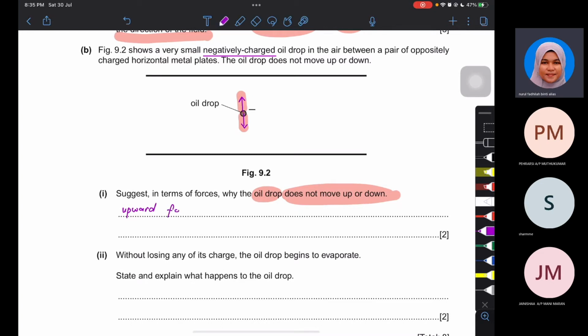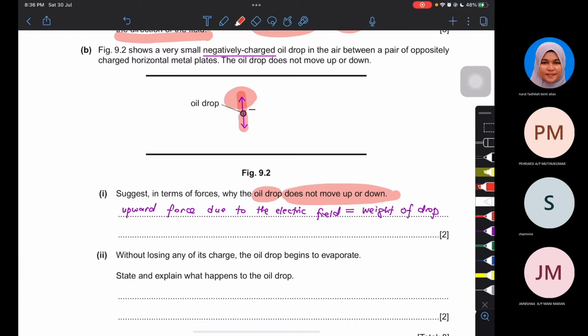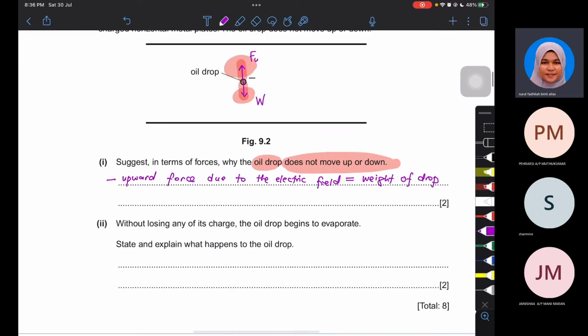So the upward force due to the electric field is equal to the weight of the drop. What I said just now, I write it in words: the upward force equals the downward force. The downward force is the weight W, and this one is the upward force. So that's just the first point, and this is 2 marks. What is the second point?